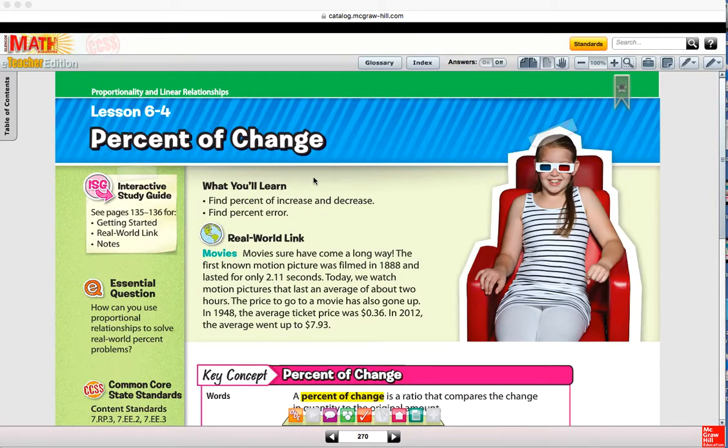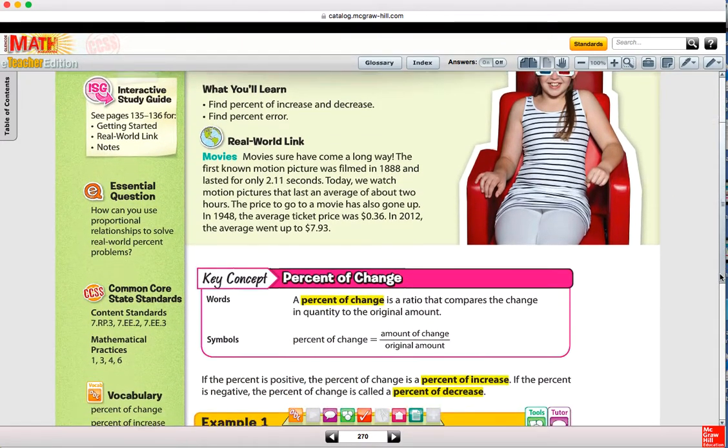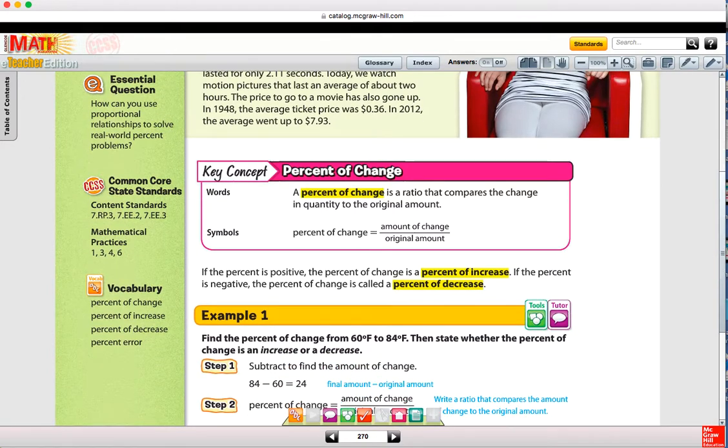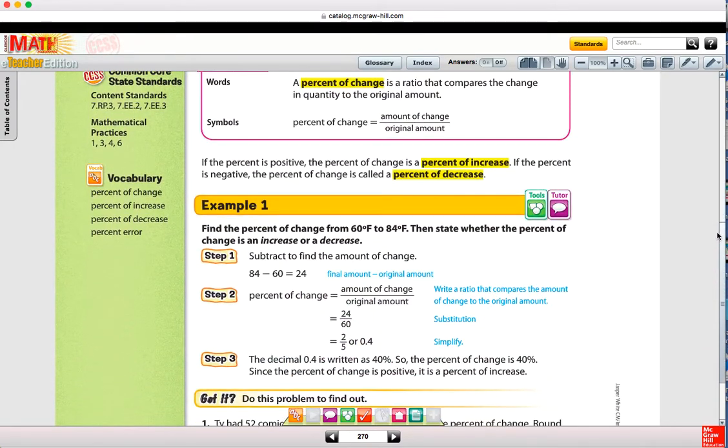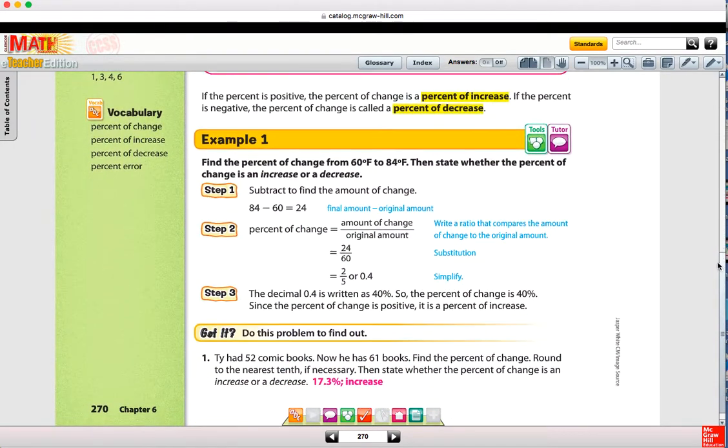Lesson 6.4 is about percent of change, and you'll be finding the percent of increase and decrease, as well as finding the percent error. There are a couple of vocabulary words for section 6.4: percent of change, percent of increase, percent of decrease, and percent error. And so here in the middle of page 270, you have the word definition and then the symbol definition. Make sure you get that down in your notes. And then we're going to jump right into example 1.